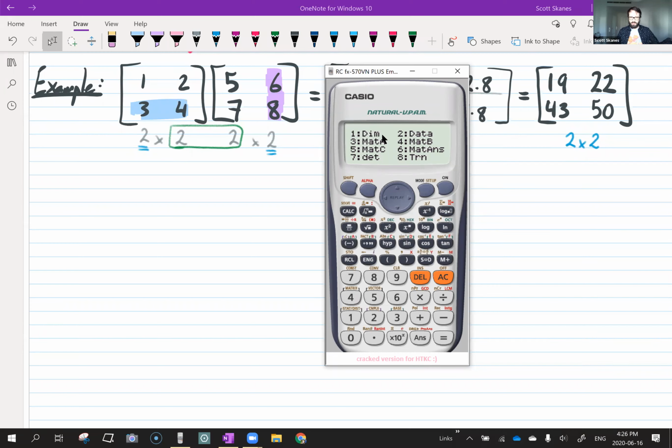It says dimension. And what it means is you need to set the dimensions of a new matrix and then give the matrix. So long story short, mode 6, put in matrix A. Shift 4, dimension, number 1. Shift 4, 1. And it says, hey, what matrix do you want to dimension here? What matrix do you want to give dimensions to? And I'm going to say B, the second matrix.